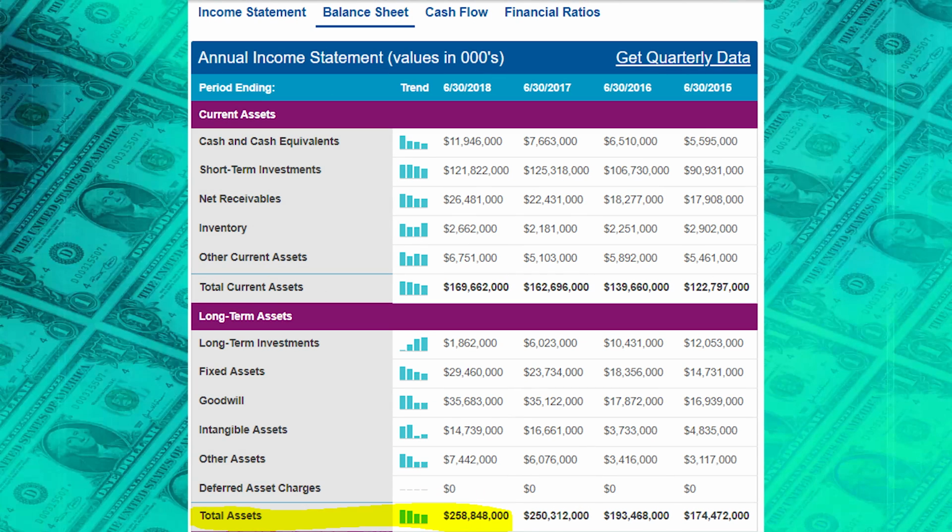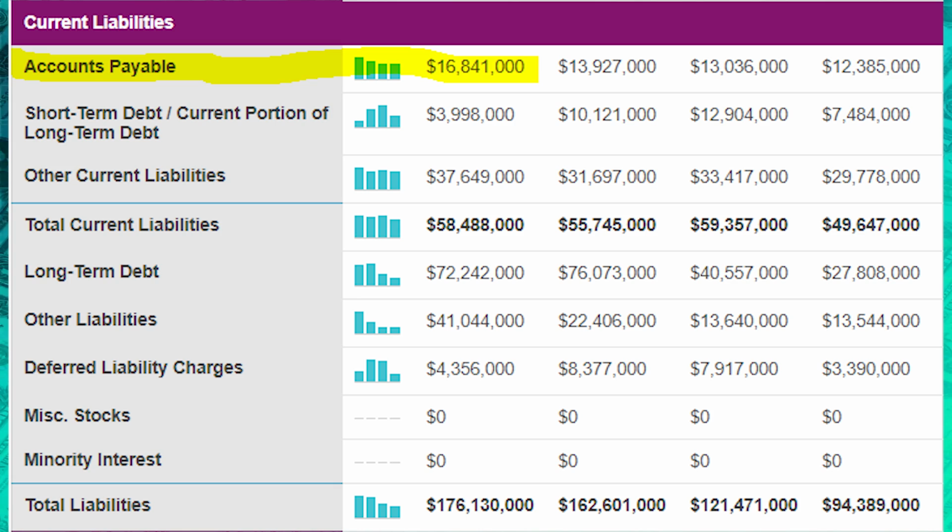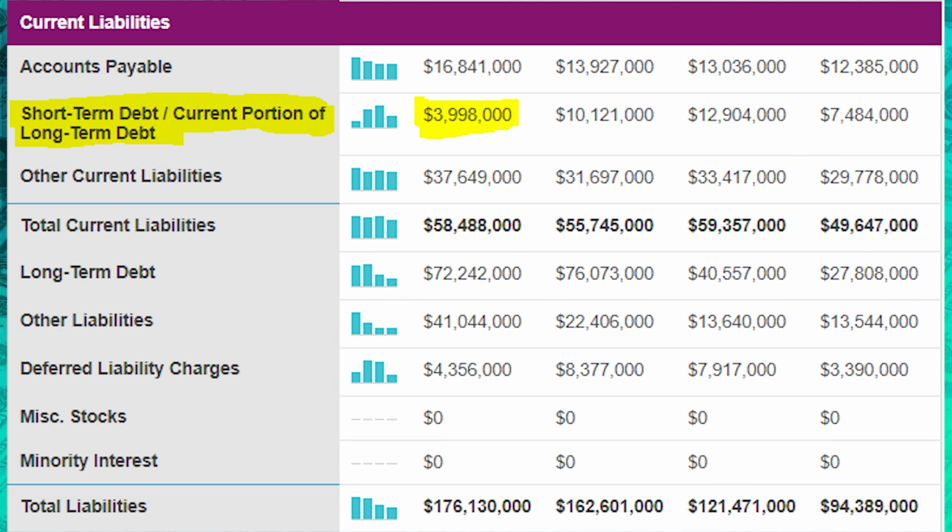Okay, so that leaves us with total assets at over $250 billion, which is pretty darn massive. But of course, we need to compare that to their liabilities. So let's transition now to the next category and take a look at current liabilities. First up, we have accounts payable at almost $17 billion, and this is just bills that need to be paid and are generally due within 12 months. Next, we have short-term debt at almost $4 billion, and that's pretty self-explanatory. It's just debt that is due within a year.